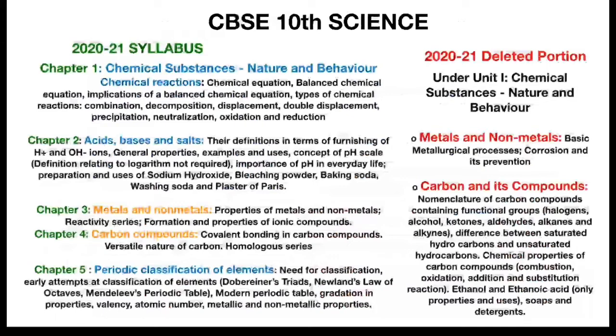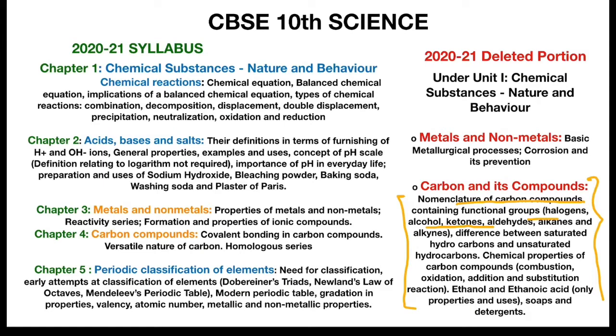The next chapter is chapter number 4, the carbon compounds. From this chapter, they have removed a lot of stuff. If you see, there is a big list here. A number of items have been removed from this chapter. If I go through the book, in chapter number 4, topic 4.2.5, nomenclature of carbon compounds, has been removed, and the subtopics are also removed, like halogen, alcohol, ketone, and these things.